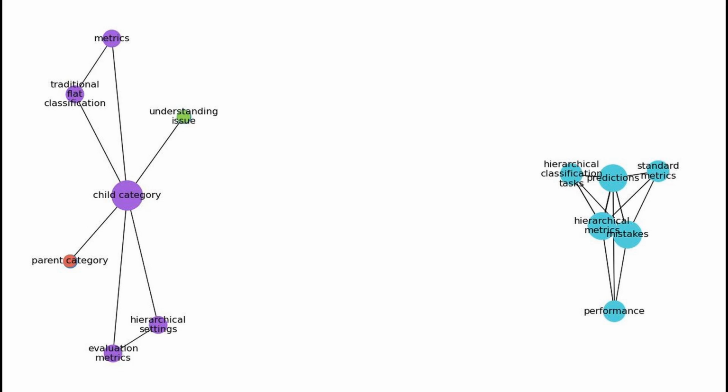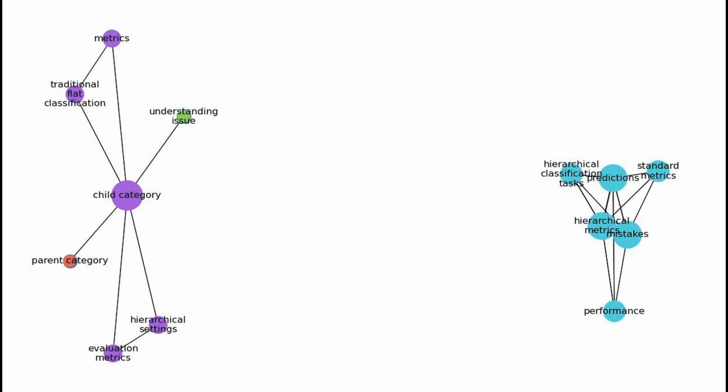In traditional flat classification, metrics like precision, recall, and accuracy treat each category as if they stand alone. This can lead to misleading results. For instance, misclassifying a child category might seem less severe than misclassifying a parent category. However, in reality, getting the child wrong could imply a deeper understanding issue, so these mistakes should be weighted differently.